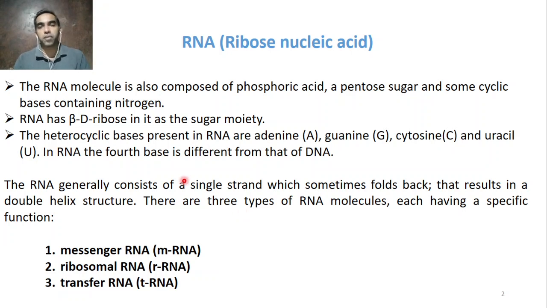There are many types of RNA, but the important types are messenger, ribosomal and transfer RNA. Each has different functions in protein synthesis. The RNA molecule is basically composed of phosphoric acid, pentose sugar and some cyclic bases containing nitrogen. It is similar to DNA, but there are differences. One thing is that it has beta D ribose as the sugar moiety.